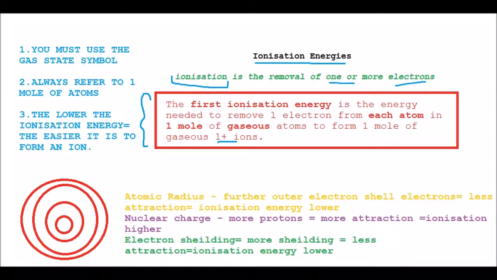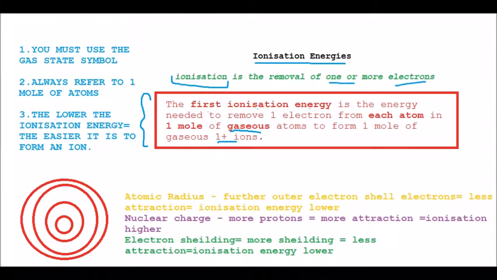The first ionisation energy, that is what you would be asked in the exam. So it would say, define the first ionisation energy. So that is the words that you need to learn. It is the energy needed to remove one electron from each atom in 1 mole of gaseous atoms to form 1 mole of gaseous 1+ ions. You could write that on a flashcard, write it on the ceiling, pause the video, whatever you want to do. Just try and learn that definition right there.